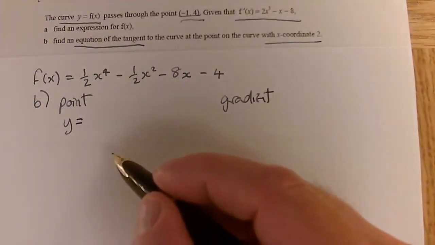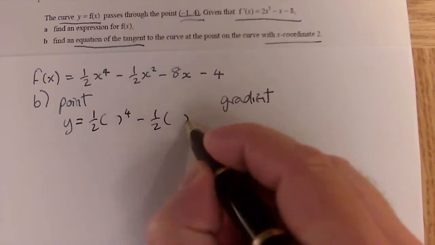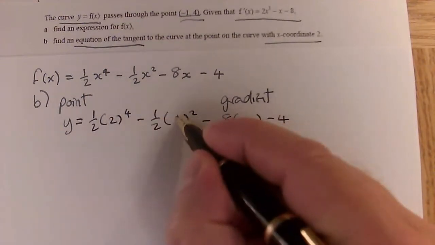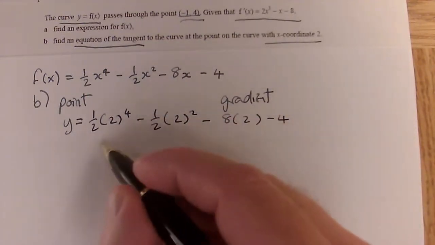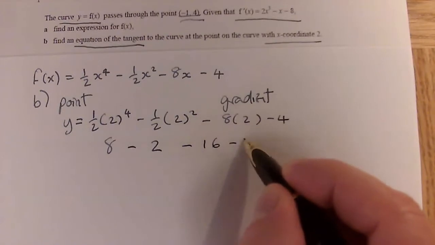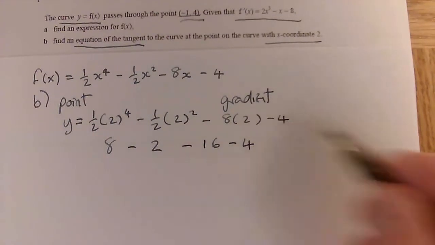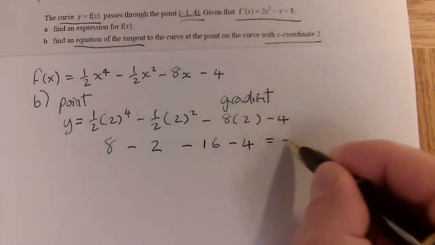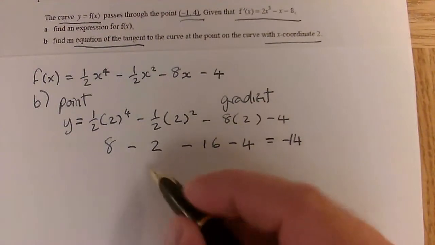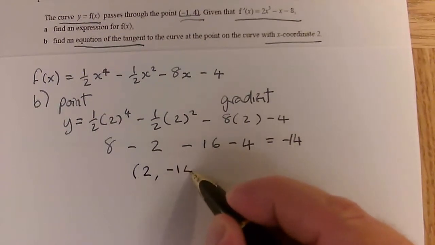So I'm just going to have to substitute my x equals 2 into that. So it's a half x to the power 4 minus a half x squared minus 8x minus 4, with a substitution of 2. Put all of these in. Half of 16 is 8, minus a half of 4 is 2, minus 16, minus 4 equals 8 minus 22 is minus 14. Yep, I think it is. So our point is x was 2 and y is minus 14.